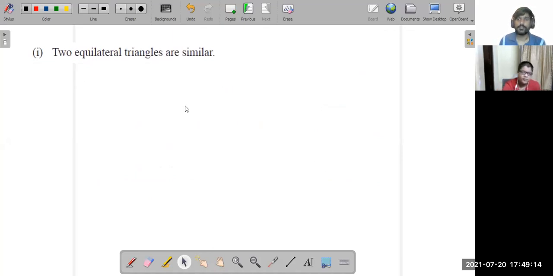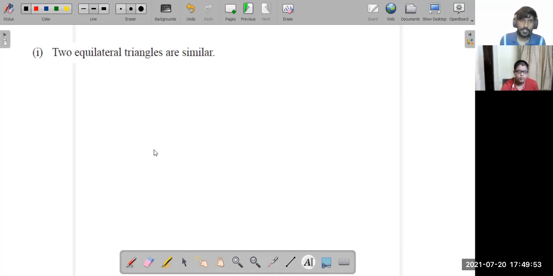First, if two figures are triangles, one piece of information is given to you: what type of triangle it is. If two triangles are equilateral triangles, then they are similar.